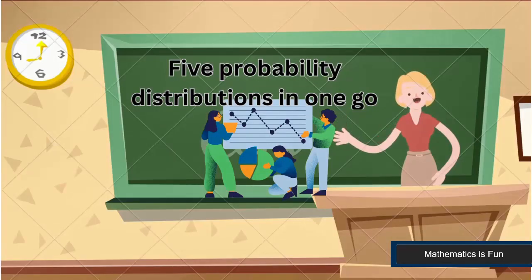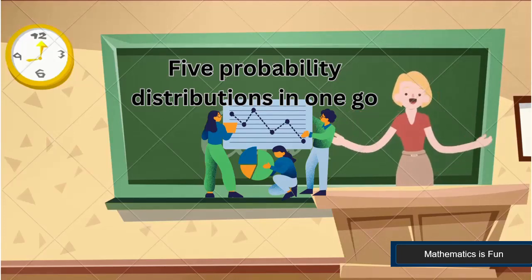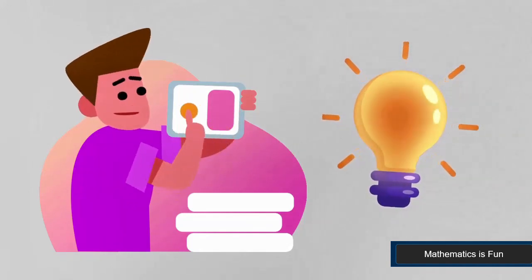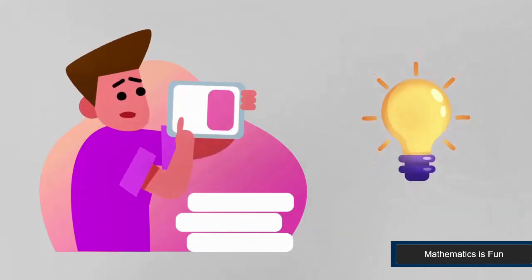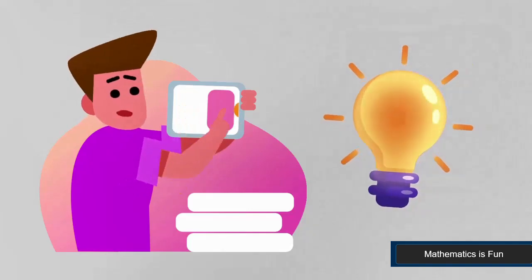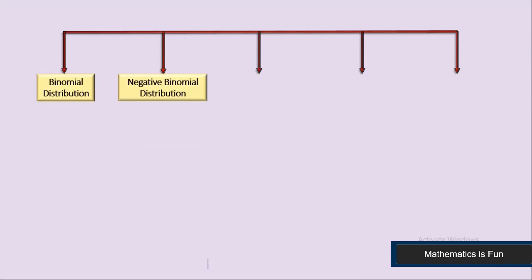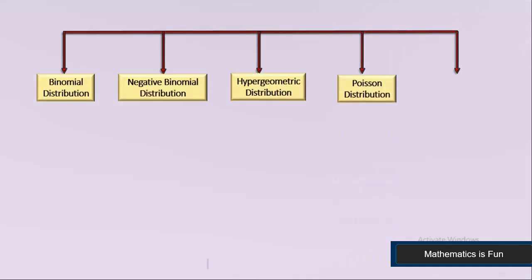In this video, I'll teach you about 5 probability distributions in one go. Using concepts and techniques, I'm going to show you how to identify all 5 probability distributions. So here we have all the 5 distributions: binomial distribution, negative binomial distribution, hypergeometric distribution, Poisson distribution, and last but not least, normal distribution. So how to identify all these distributions?